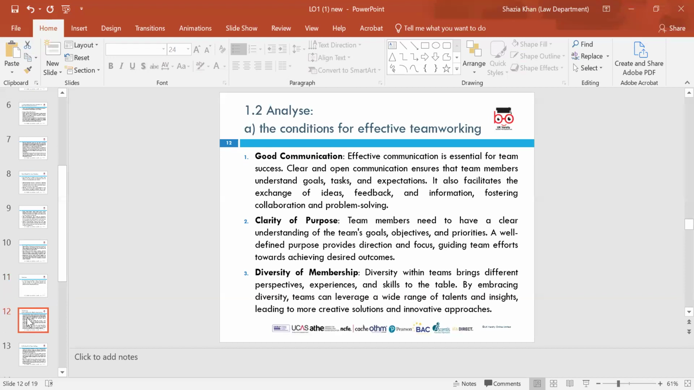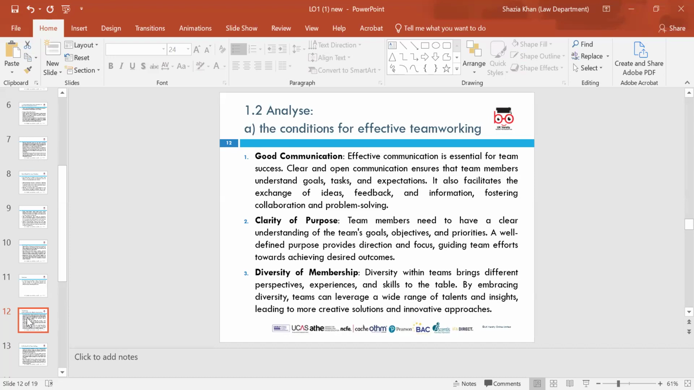So 1.2 is to analyze the conditions for effective teamwork, and we look at good communication, and that is for everything, not just effective teamwork, for any sort of elements of an organization. Good communication is essential for team success. Clear and open communication ensures that team members understand their goals and expectations. It facilitates ideas, feedback, information.